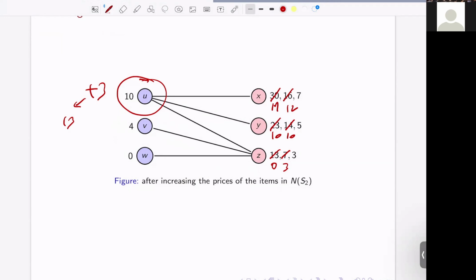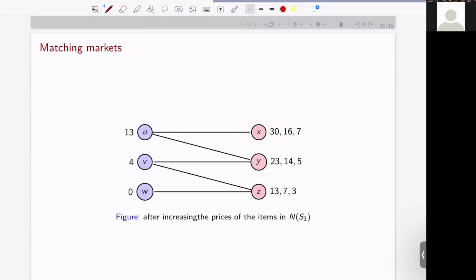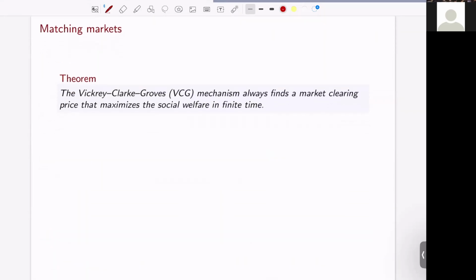Now Y becomes neutral with items U and V. So now the final graph will be this, and there's a perfect assignment, which is this and this. I explained this mechanism in pictures, but you can prove that the mechanism always finds a market clearing price that gives you maximum social welfare in finite time. I'm going to start the next lecture with proving this. So let me stop here and I'll continue in 15 minutes.